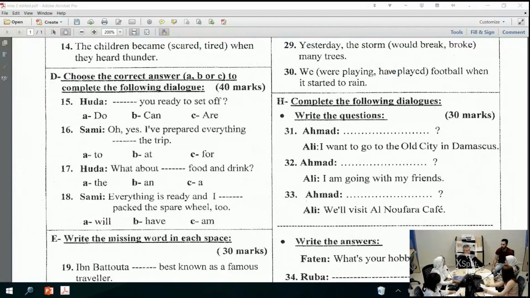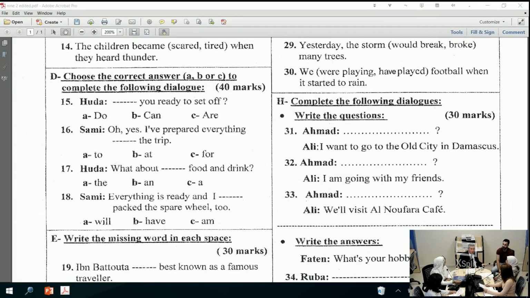What do you want to do? I want to go to the old city in Damascus. It's correct and it's accepted. But according to what we teach our students, we say, look at the dialogue. And since it is not mentioned which part we want to ask about, all questions will be accepted.